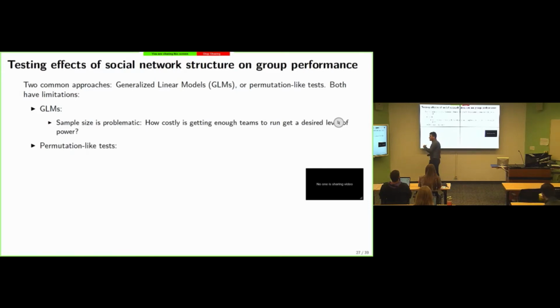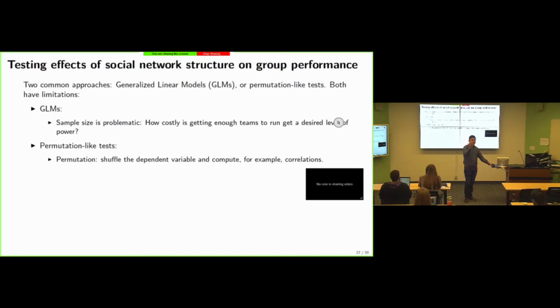If you don't like that, then you can try permutation-like tests. For example, you can do a simple permutation test in which you take a network statistic, think about transitive triads, and then you want to see if that's associated with the outcome of a group, which in our case is collective intelligence. So you have these two vectors, and then you permute one of them thousands of times and compute some correlation statistic to see if these two are associated. So that's a permutation test that you could do. But the problem with that is that we are not controlling for anything.